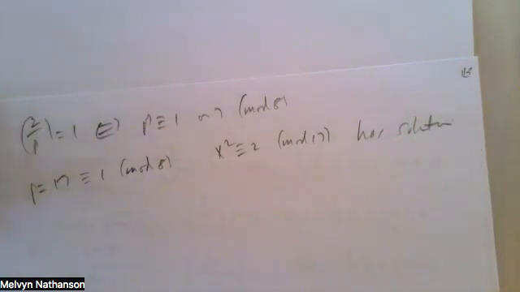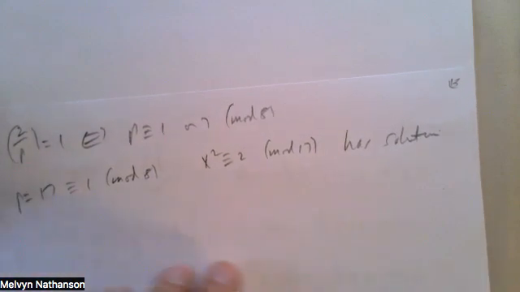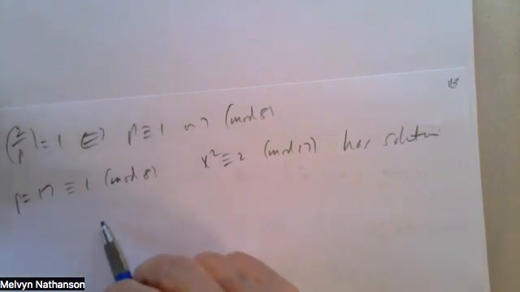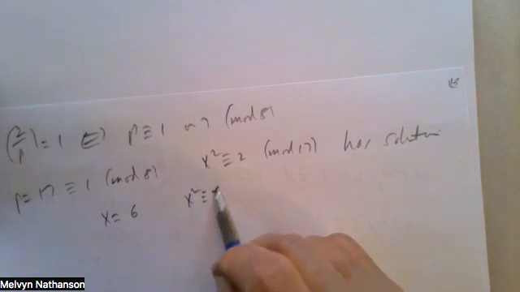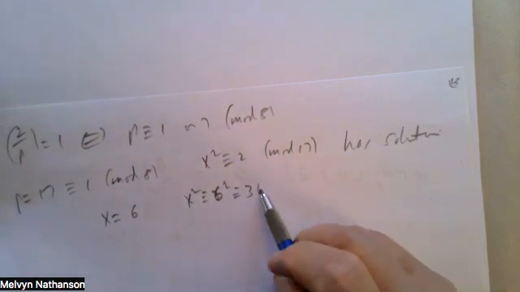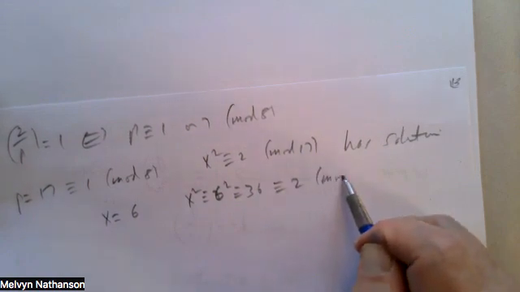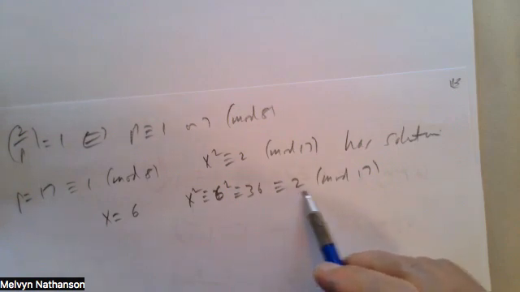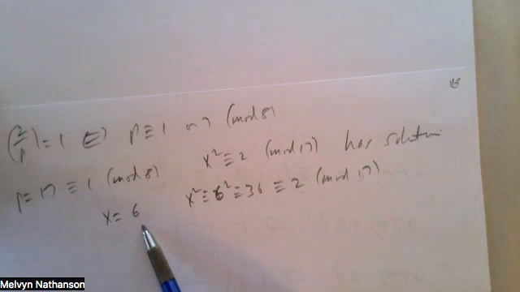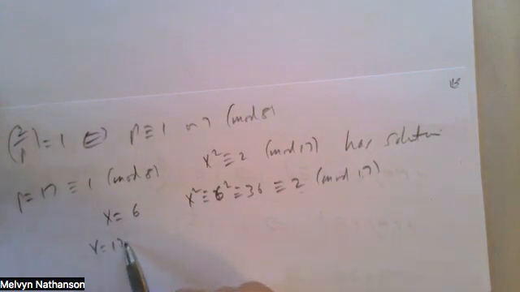Knowing it has a solution is easier than finding a solution. Right? By this rule, we know this congruence has a solution. How do we find it? Well, actually, I can be kind of lucky. If I let x equal 6, x squared is 6 squared, which is 36, and 36 is congruent to 2 mod 17, because 36 minus 2 is 34, which is 2 times 17. And if 6 is a solution, then x equals 17 minus 6, or 11, will also be a solution.